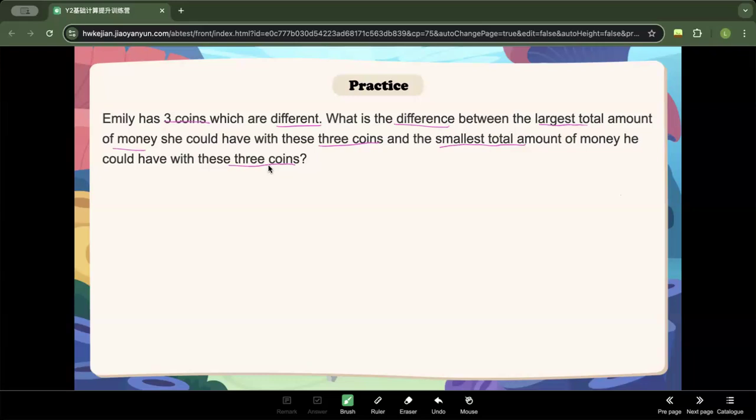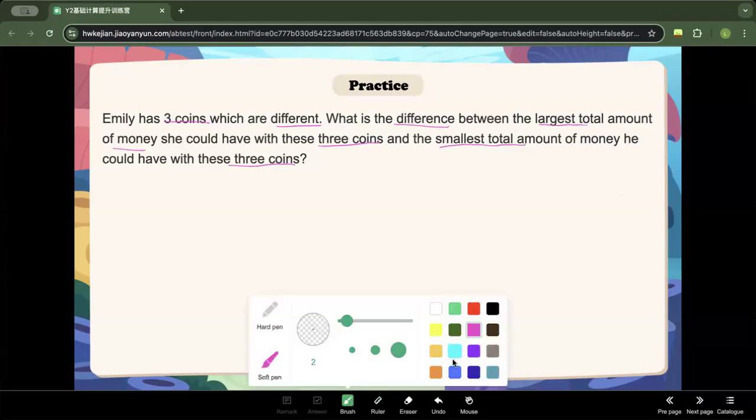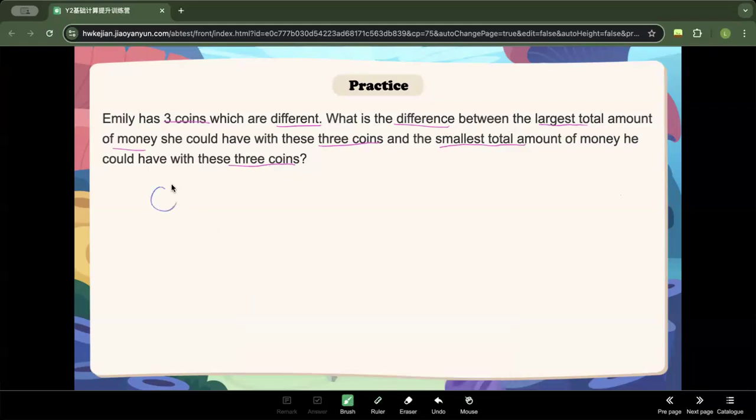So let's try to figure out what we have in the question. You see, when it is hard to understand the question, draw pictures to help you. Well, let's take a look together. This time, we got 3 coins. They are all different. So we are going to draw it out. 3 coins. And then, what should we do? We should define the difference.